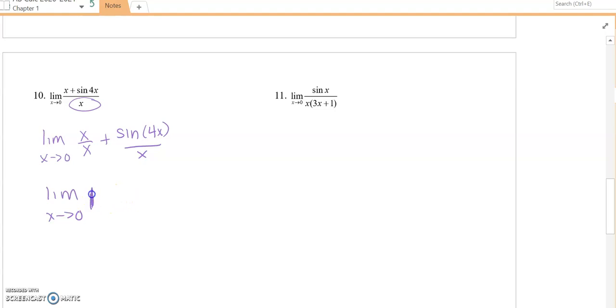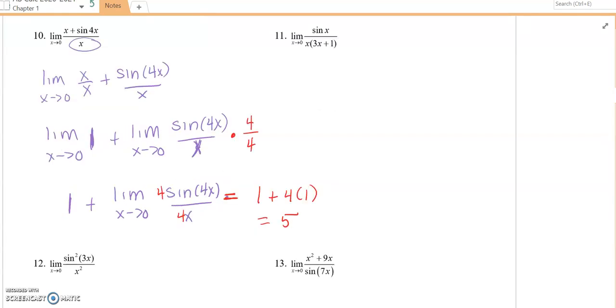So what I have is the limit as x approaches 0 of 1 over, my handwriting, the limit as x approaches 0 of sine of 4x over x. I'd like you to pause the video and see if you now can finish out the problem. I'm going to see if I have time to get this last one in. The rest, like I stated, we're going to talk about in class.